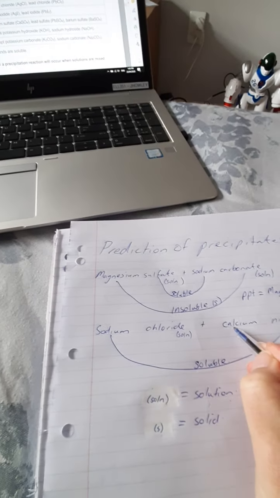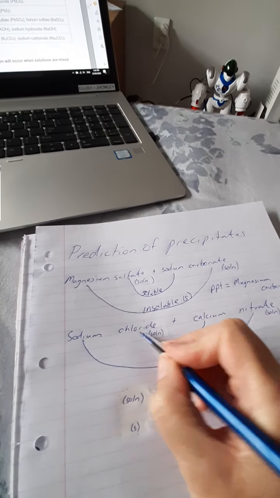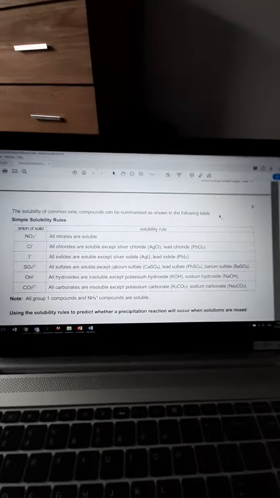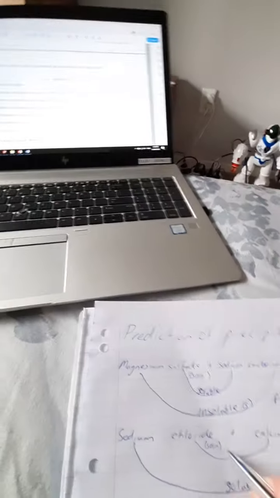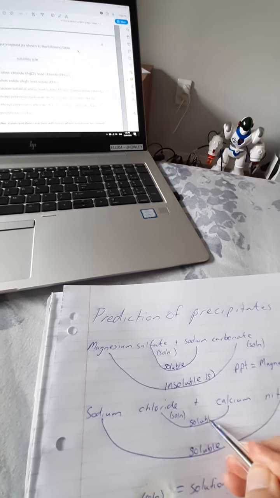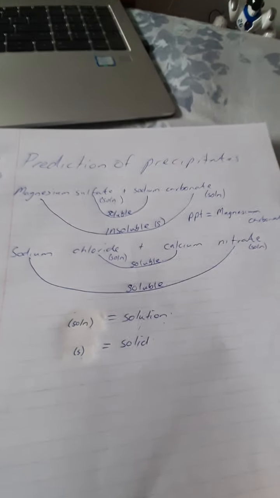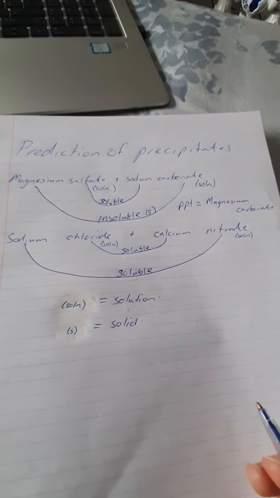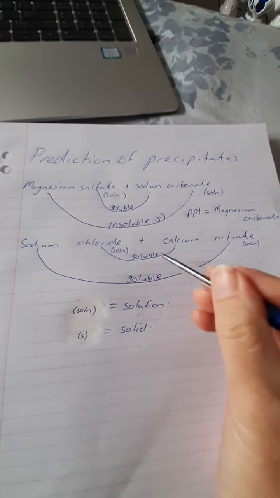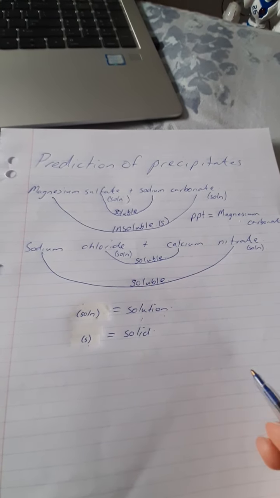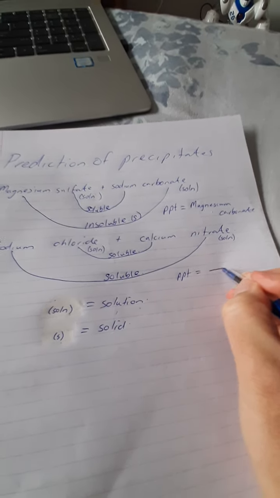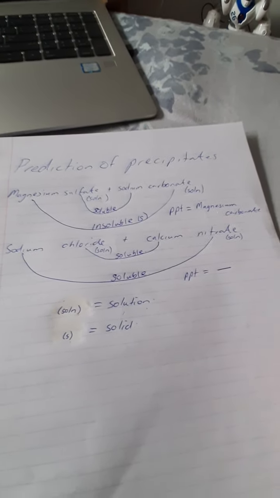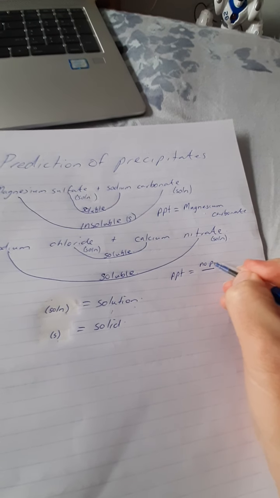Our other combination is calcium chloride, and calcium chloride is also soluble. So if we add these two solutions to one another, it will look like nothing has happened. There will be no insoluble product, no precipitate. So we could just say precipitate equals dash, like nothing, no precipitate. You could even write no precipitate if you like.